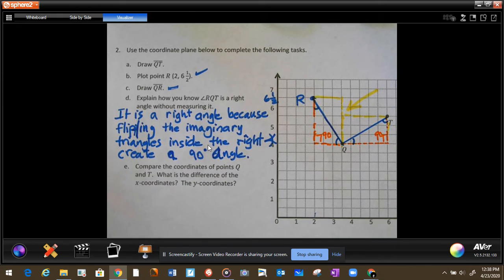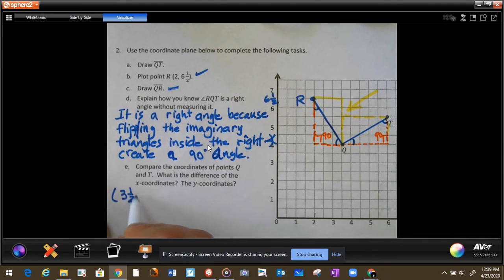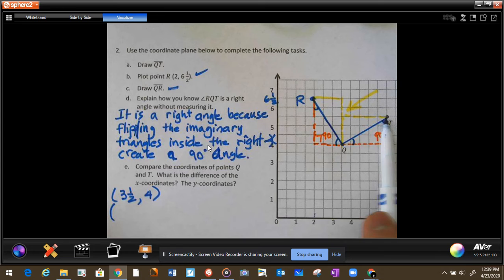Okay, next, compare the coordinates of points Q and T. So let's do Q. There are the coordinates. Q is 3 and 1/2, and Y is 4. So we have to write them down before we can compare them. And T. We're going to run to X, that's going to be 6, and Y is 5 and 1/2.